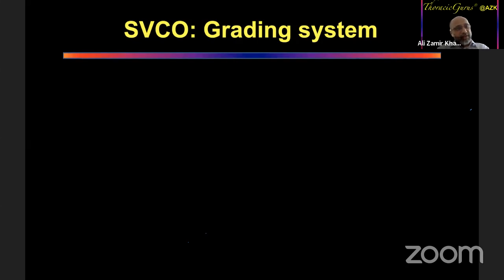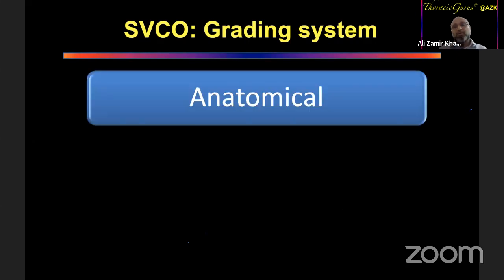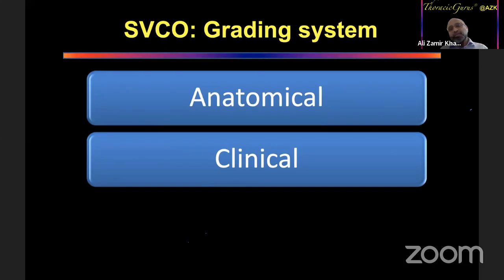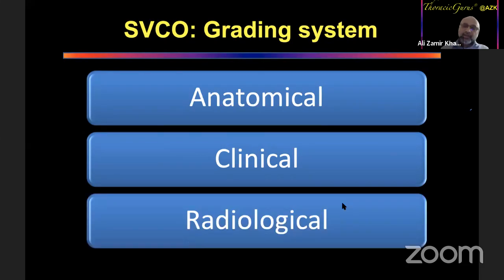There are many grading systems available. It is important to grade the SVC obstruction. There are two or three ways you can grade it. One is you can grade it clinically, depending upon the presence or absence of symptoms. And the second is you can grade it radiologically, depending upon the amount of compression present in the SVC, also depending upon whether it is above the azygous, below the azygous, or at the azygous. So your report will tell you this is a grade 2 SVC. When they say grade 2 SVC obstruction, you need to know what the grading system is. So let's look at the grading systems: there's an anatomical grading system, a clinical grading system, and a radiological grading system.